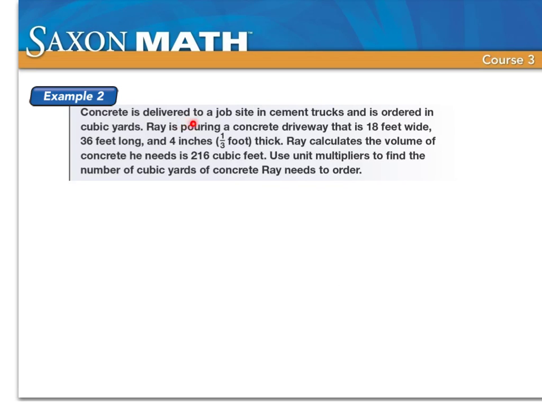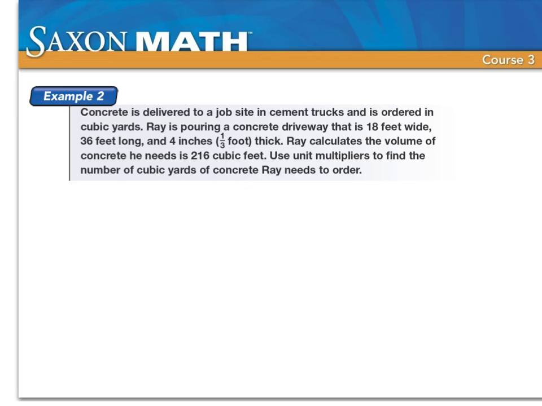This one says concrete is delivered to a job site in cement trucks and is ordered in cubic yards. Ray is pouring a concrete driveway that's 18 feet wide, 36 feet long, and 4 inches, which is 1/3 of a foot, thick. He calculates the volume of concrete he needs is 216 cubic feet. It says use unit multipliers to find the number of cubic yards of concrete Ray needs to order.